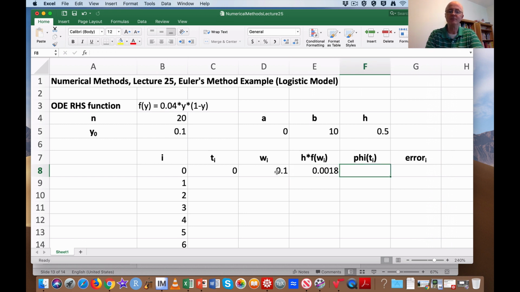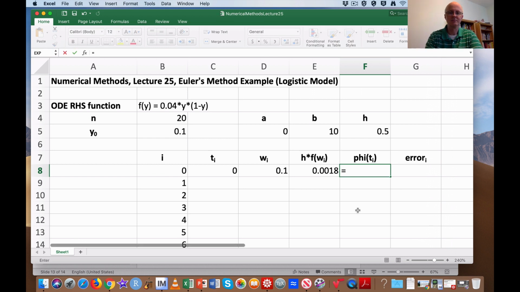What about phi of t itself? Remember the formula was y0 over y0 plus 1 minus y0 times e to the negative 0.04t. You remember that? So here in cell F8, we're going to get equals 0.1 divided by 0.1 plus 0.9 times e to the negative 0.04 times t. I'll write the e as an exp for exponential function. Negative 0.04 times t. Where is t? t is in cell C8. And I want that to get updated to C9, C10, etc.